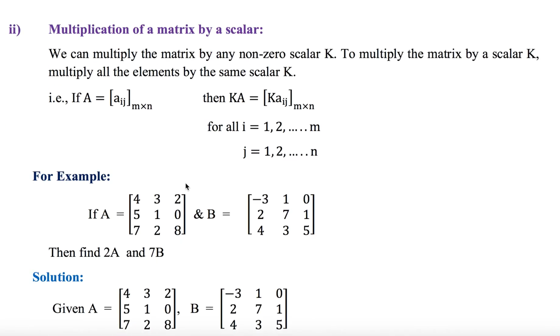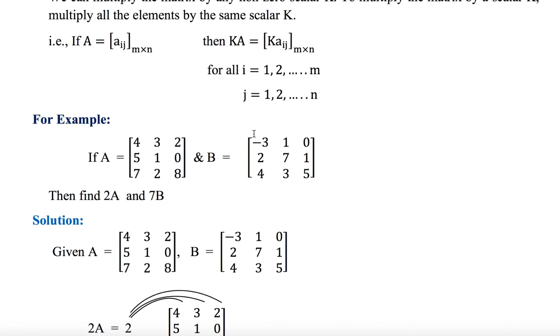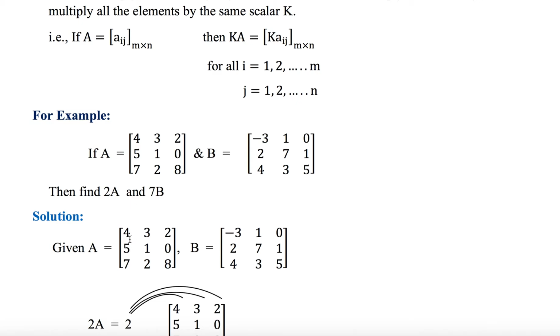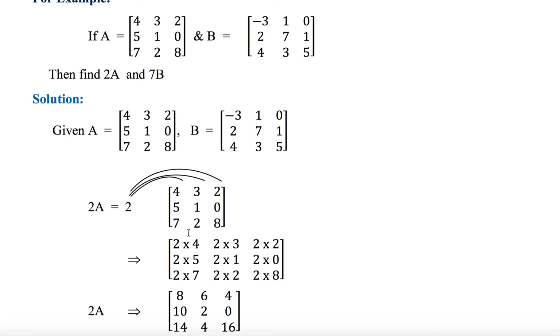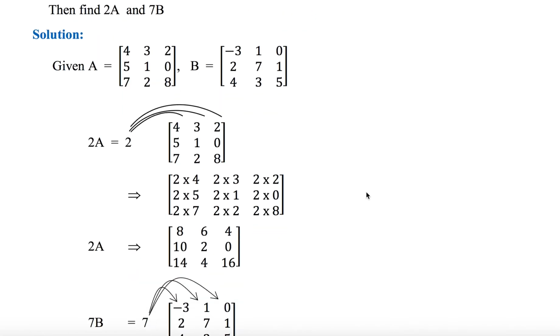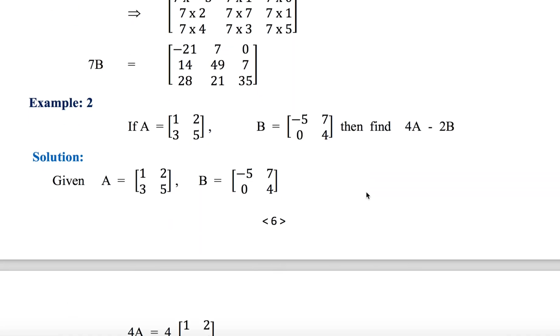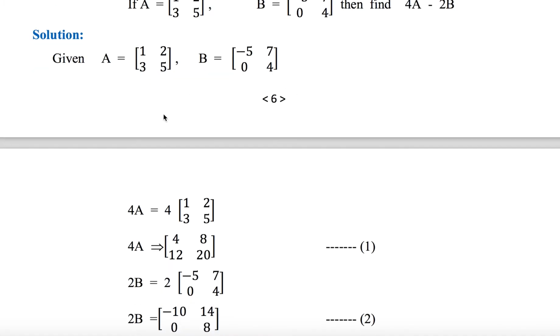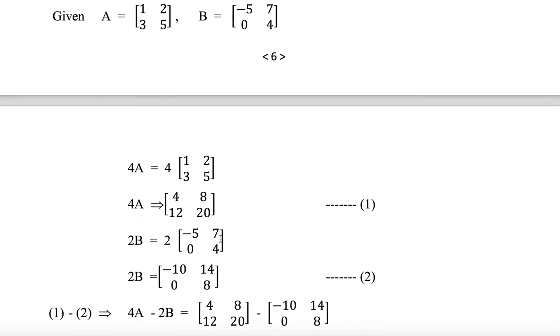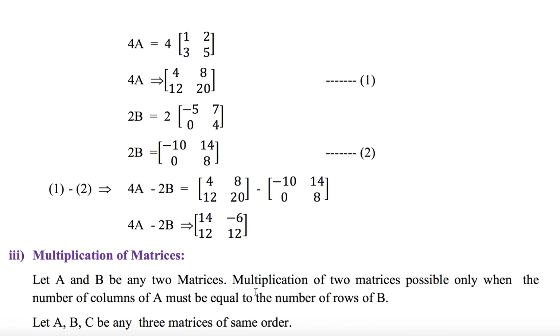Multiplication of a matrix by a scalar. We can multiply the matrix by any non-zero scalar k. To multiply the matrix by a scalar k, multiply all the elements with the same scalar. 2A means 8, 6, 4, like that. You are multiplying every element with the same number. That is pretty simple. You can do this: 4A minus 2B. 4 into A is this, 2 into B is this, 4A minus 2B is this.